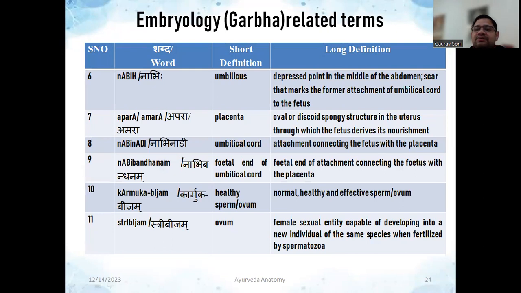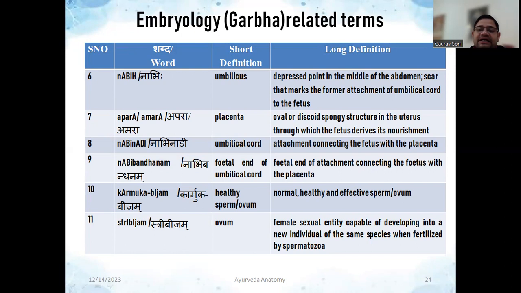Then the word is Nabhi. Nabhi is also said to be an organ as per Ayurveda. We'll talk about it, but right now we are going to take it as a scar or depressed mark, that is umbilicus. That is the point in the middle of the abdomen, the scar that is left after the former attachment of the umbilical cord. But Ayurveda says this to be the origin of many different particles, and the place for Agni also. Next word is Apara or Amara. These are two words which are used for placenta, that is the oval or discoid spongy structure in the uterus through which the fetus derives its nutrition after 4 months.